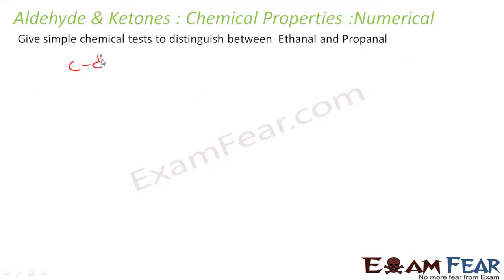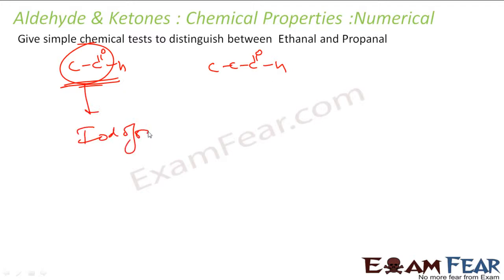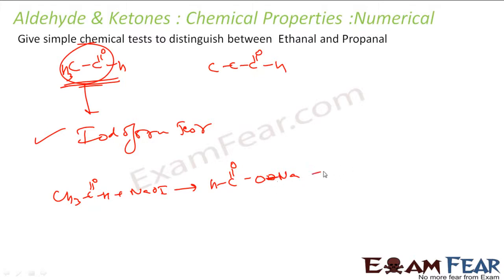Now methanol and ethanol. So this is my methanol and ethanol. One has CH3CH(OH), the other doesn't, so you can use the iodoform test. You can't use the Fehling test or Tollens test here. In this you can use the iodoform test. So if you use CH3CH2OH with NaOI, what you get is HCOONa and CHI3 plus NaOH, and this is yellow.